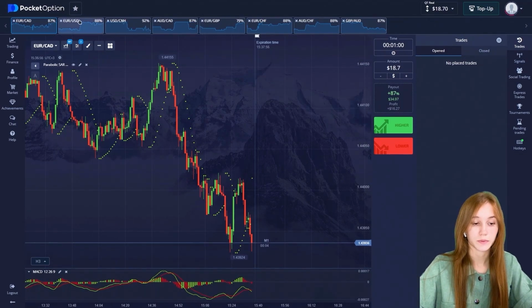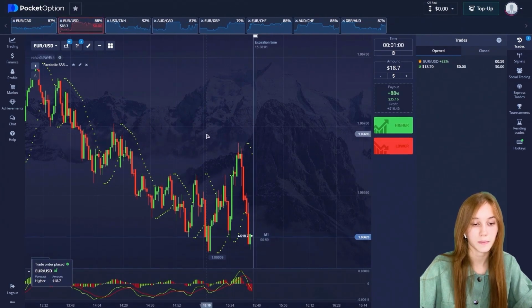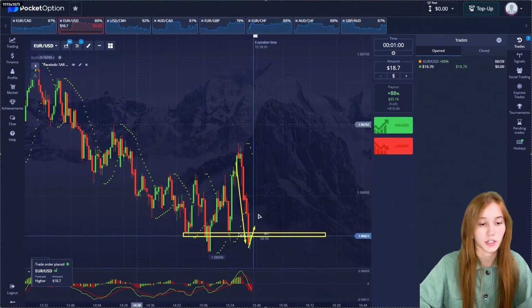So we move on to the next currency pair. Here we are with the next one. Up deal chart. We'll go to the lower position and we see recovery.